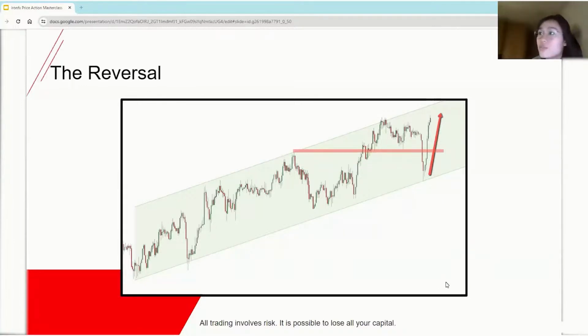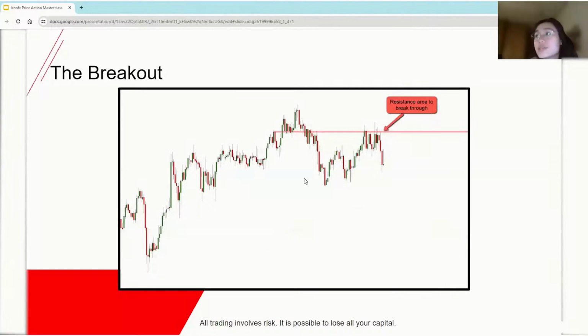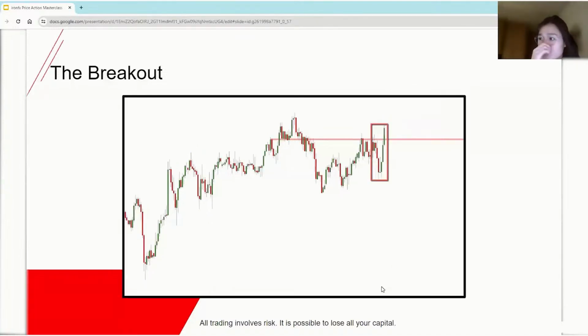Next, let's look at the breakout. So we have this resistance area, with a swing high, swing lows, and a couple of swing highs. Basically, when there are swing lows and swing highs that respect that area, it's called an overlap level. And this is a very strong resistance area where we are expecting price to break through. And you can see exactly that's what happened here as well.